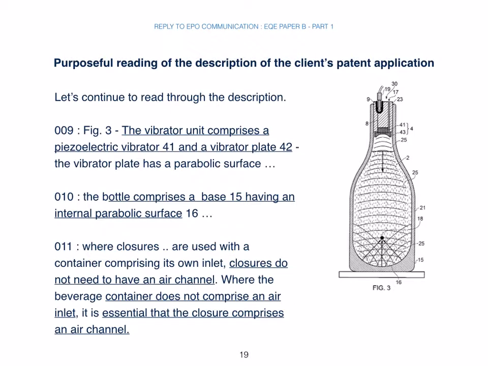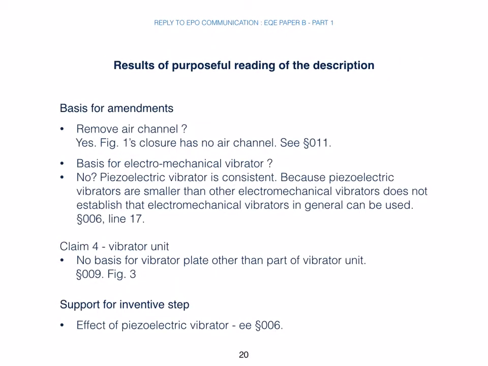And now we go to a summary of notes from the purposeful reading of the description. So first, we will expand the notes into a plan in the planning part 2, but these notes are basis for amendment. Remove air channel? Yes, Figure 1's closure has no air channel, see also paragraph 11. So we're going to justify the removal of the air channel from claim 1.